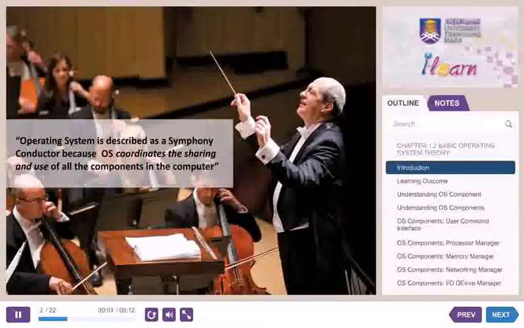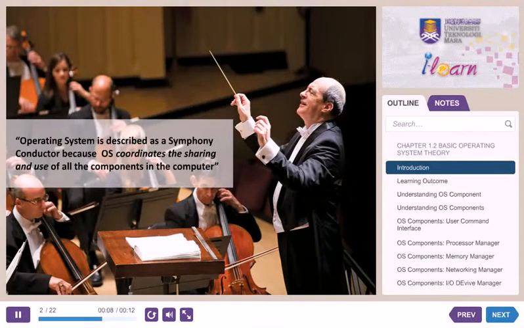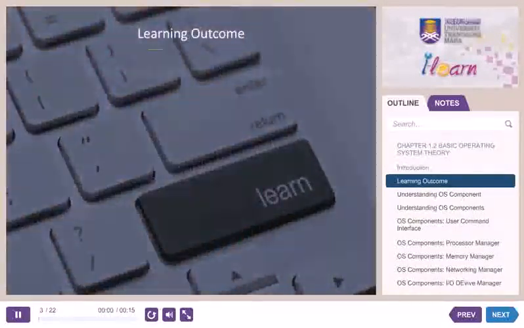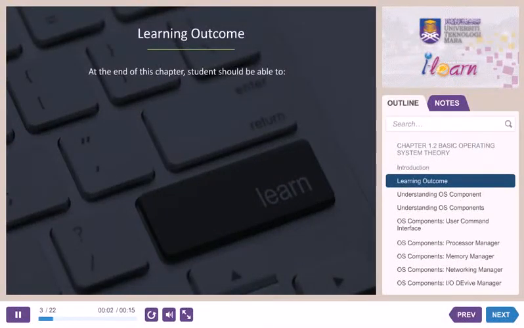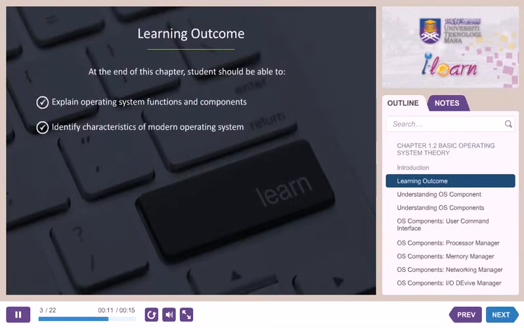Operating system is described as a symphony conductor, because the OS coordinates the sharing and use of all the components in the computer. Learning outcome: at the end of this topic, students should be able to explain operating system functions and components, and identify characteristics of modern operating systems.